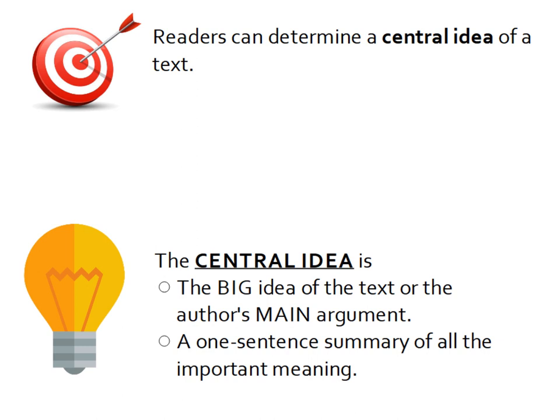So far this week you guys have been reading the article "For the World's Poor, Drinking Water Can Kill," and we're going to use this as an example to try to grade ourselves on a rubric. So the central idea, remember, is the big idea of a text or the author's main argument. It's basically a one-sentence summary of all of the important meaning.